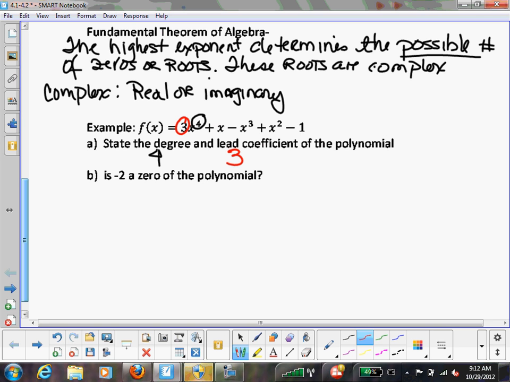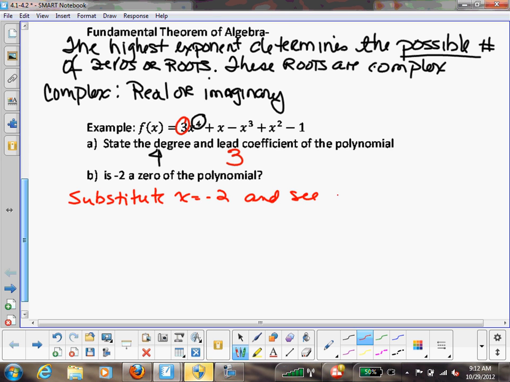Plug it in, and what should you get? Y should equal 0. So we're going to substitute x equals -2 and see if y equals 0. If we don't get 0, then we know that's not a 0. It's not a root. It's not a solution. Okay?